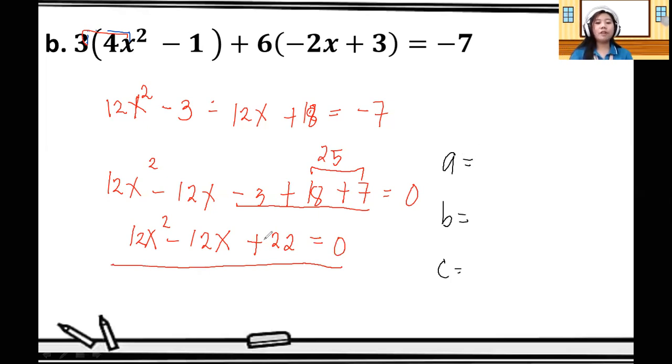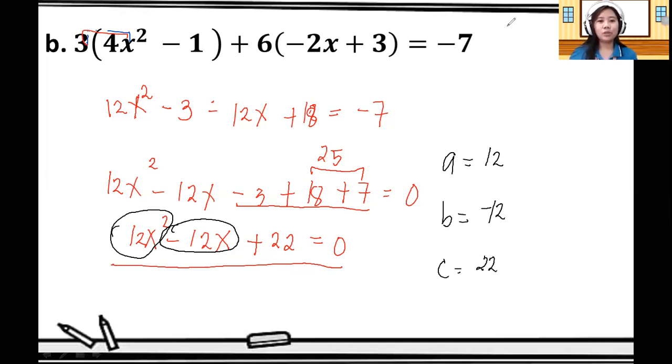What is the value of A in the quadratic equation 12x squared minus 12x plus 22? Where is A squared here? Very good. This is the A squared, so the value of A is 12. Very good. Where is the BX? So this is the BX. Don't forget to put the negative sign. So we have negative 12. And next is the value of C, which is positive 22. Nakakasunod pa po ba ang lahat? Very good, kung kayo po ay nakakasunod.